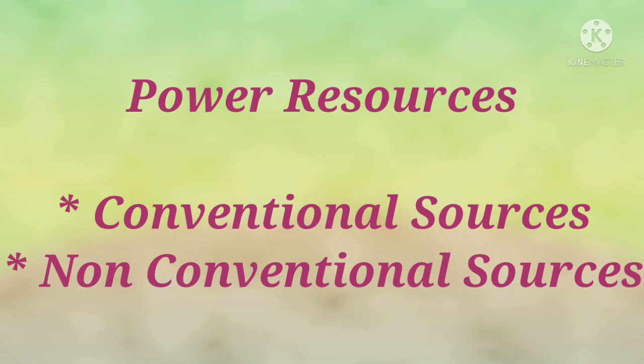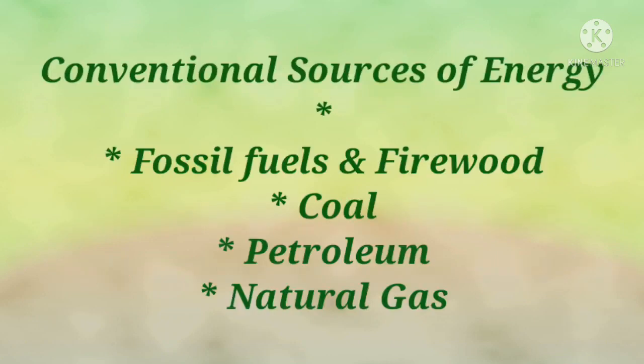Students, at first we are going to discuss conventional sources of energy. Conventional sources of energy are those which have been in common use for a long time. That means conventional power sources are those that have been in use for a long time. For example, fossil fuels and firewood. Students, firewood is used for cooking and heating. Students, do you know 50% of the energy used by villagers comes from firewood?